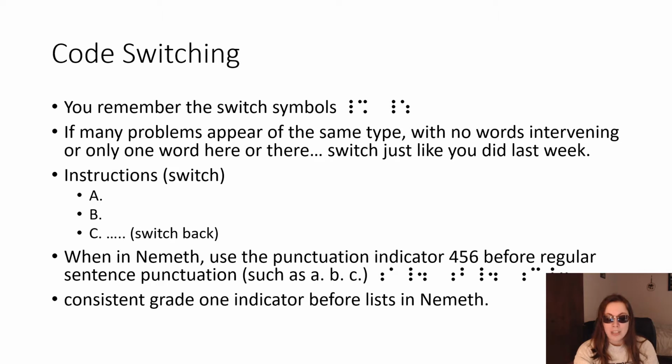So remember that if you're doing that and you've got things like a list A, B, C, it's important to use that punctuation indicator, the dots 4, 5, 6, before any regular sentence punctuation, like the periods after the letters. Also in Nemeth, we use an English letter indicator in front of the A, B, C, D, even for the letter A, even though there's no alphabetic word sign that it could be. It's really nice. It makes the spacing all line up, and it's easier to find where the problems start.